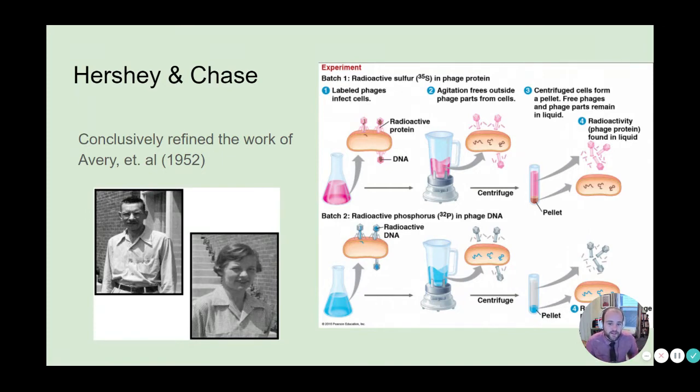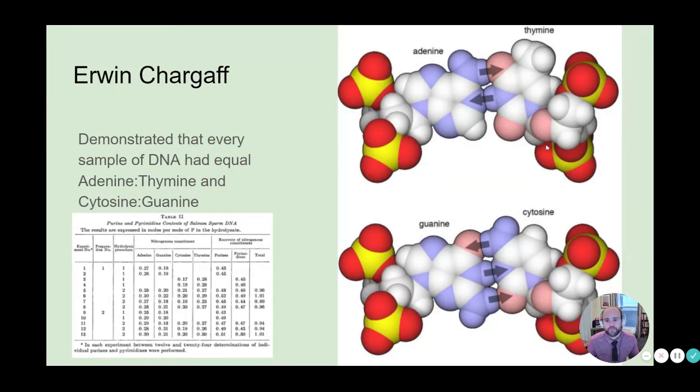When they did it with phosphorus, that got injected into the bacteria, and when they centrifuged it out, the radioactive portion wasn't in the liquid, but it was inside the cells, inside that pellet. And so what that meant is that the phosphorus was attached to the genetic material of the virus and not the sulfur. So that implied that it wasn't proteins, as originally thought, that were the genetic material, but it was DNA.